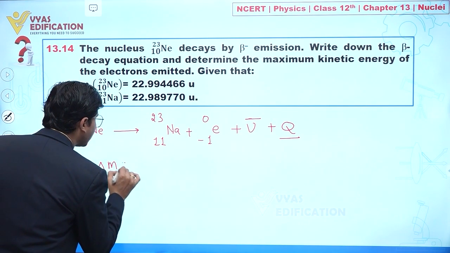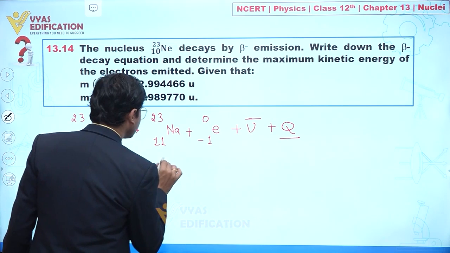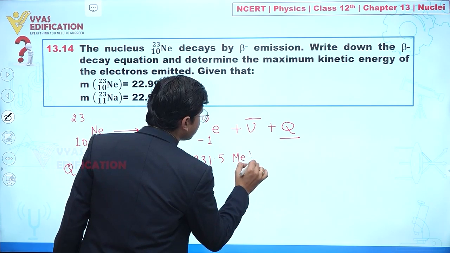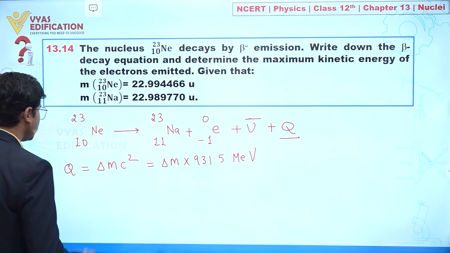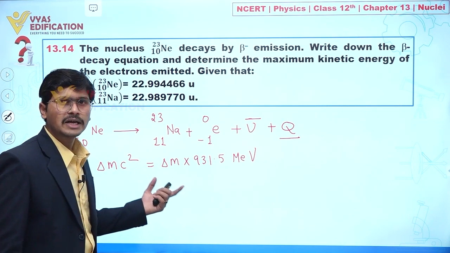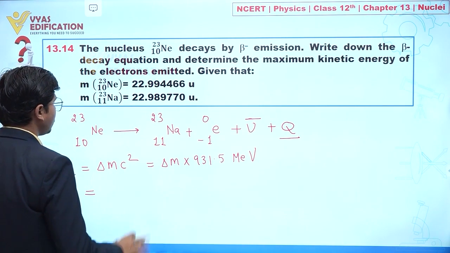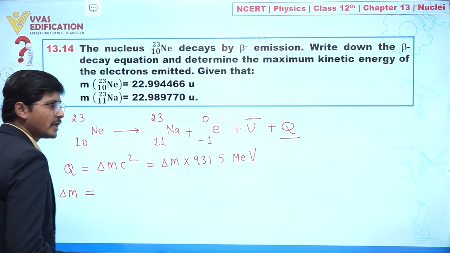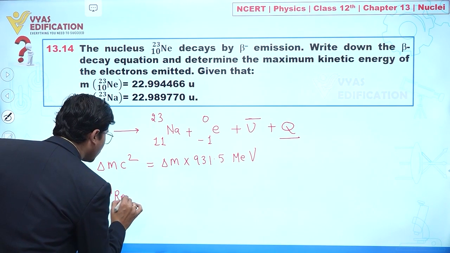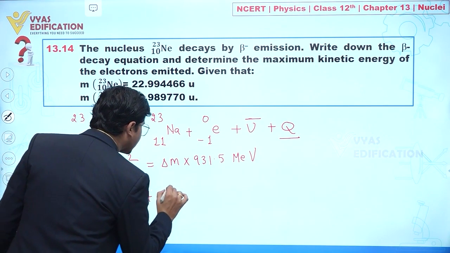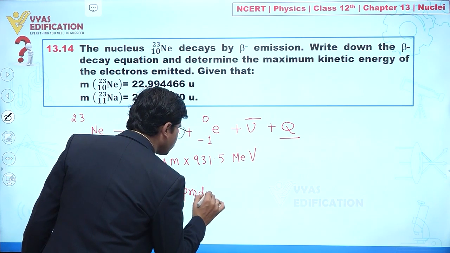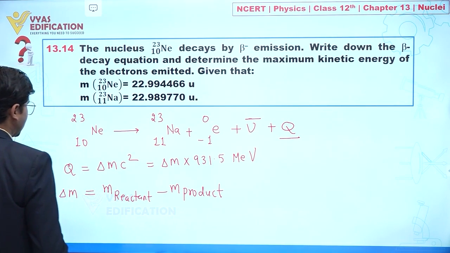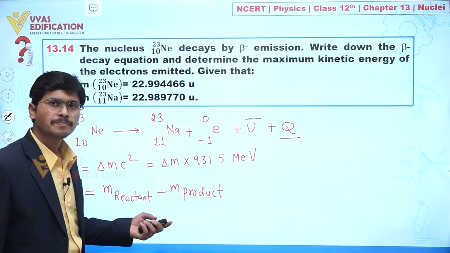It is given by delta m c squared. Or we can also write it as delta m into 931.5, which we get in million electron volt. So delta m is the mass defect. So first, can we calculate the value of delta m? Yes, we can write it as the mass of reactant minus the mass of product. Clear? So delta m is given by mass of reactant minus mass of product.